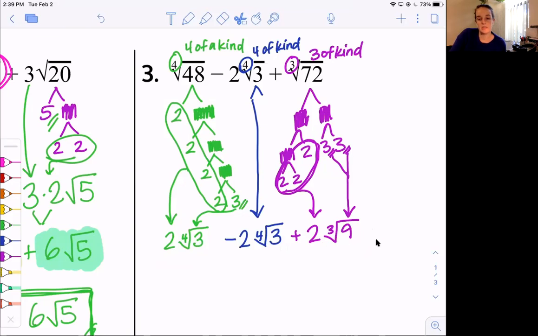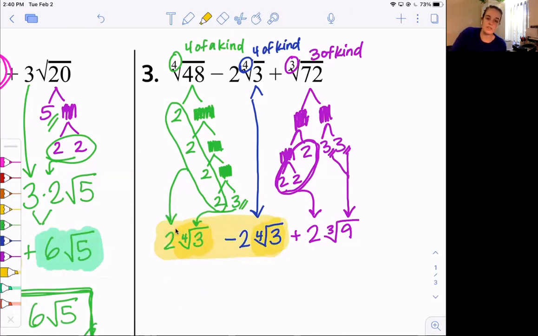Do we have any like terms here? Oh yeah, Elizabeth and Alejandra, yeah. The first two, this has 4th root 3 and 4th root 3. So since this and this are the same, I can combine these together, right? I can't combine the last one because it has a cube root and it also has a 9, so it's like doubly not okay.